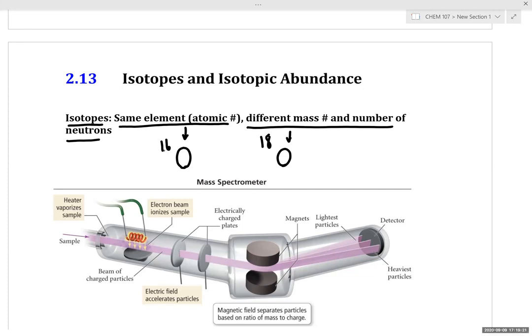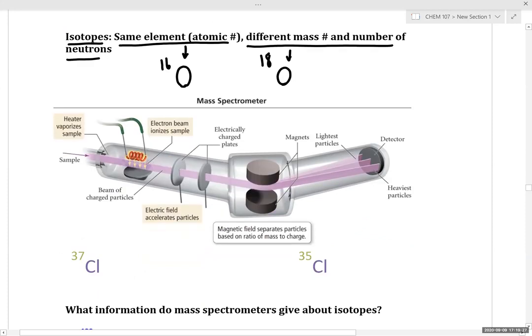Now, if we are looking at a sample of an element, we can actually separate and study the different isotopes present in that sample via a technique known as mass spectrometry. You don't need to understand how mass spectrometry functions, but I just want you to know that we can detect and measure the amount, or the relative amount, of each isotope in a sample.